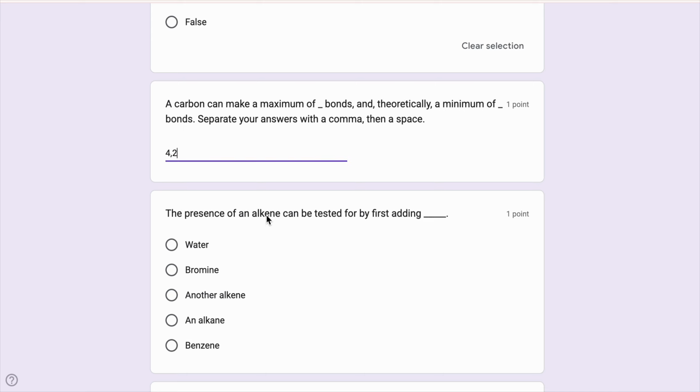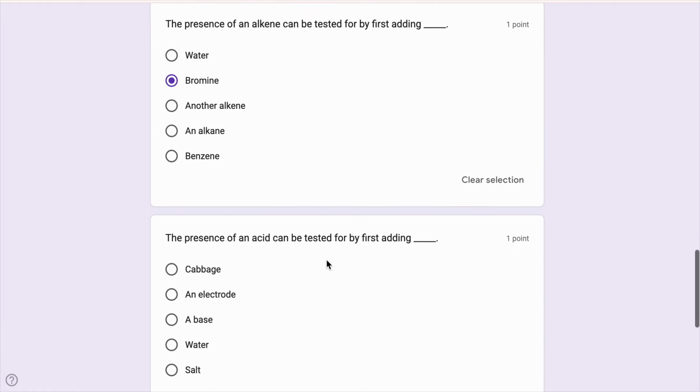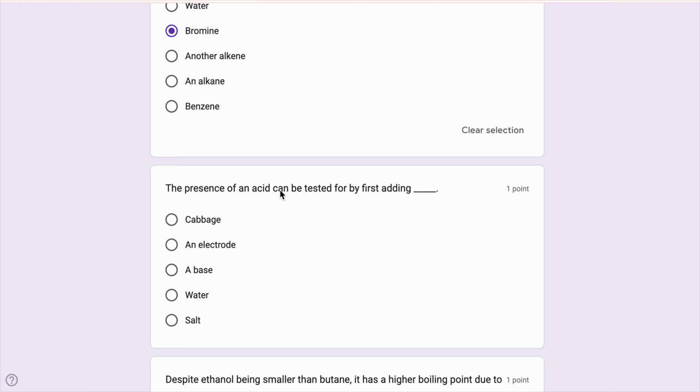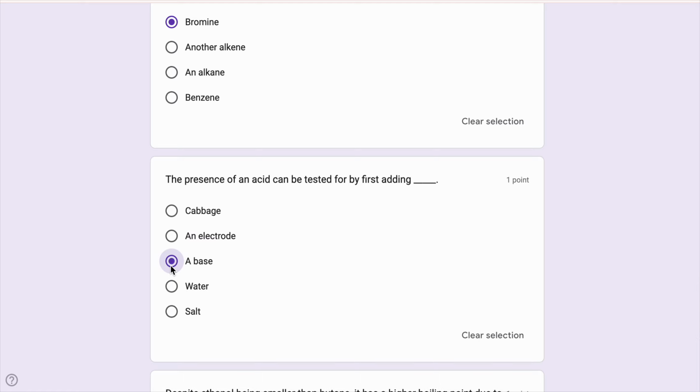The presence of an alkene can be tested by adding bromine. The presence of an acid can be tested for by first adding a base.